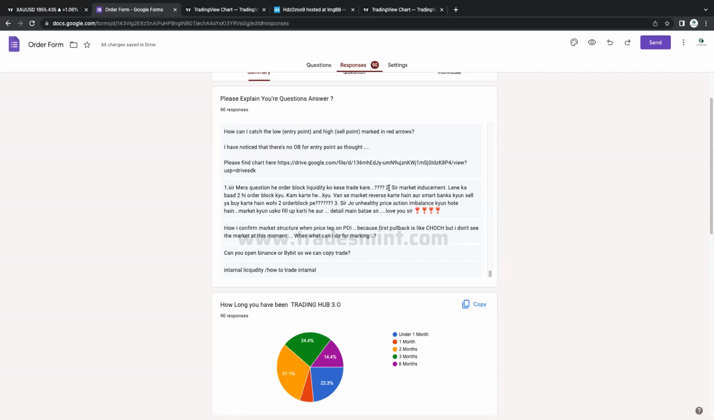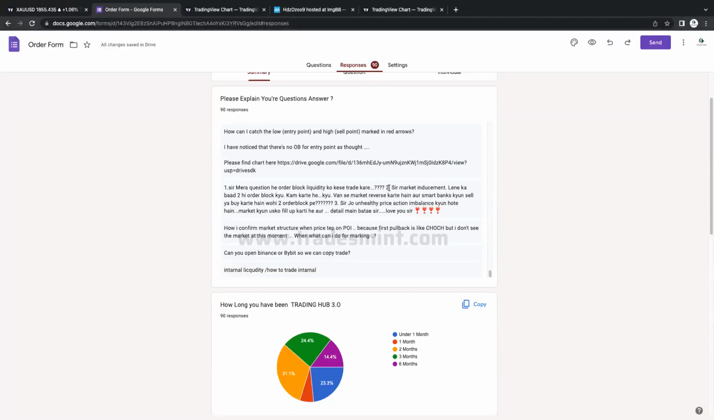The next question: can you open Binance or Bybit so we can copy it? I don't trade in the crypto market actually, but I invest in some good coins and I trade mainly in the Forex market. So for me, it's not possible to trade on Binance or Bybit, but I invest in the crypto market and I do analysis also.